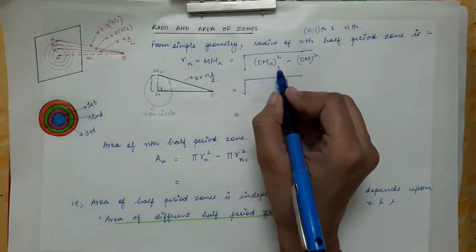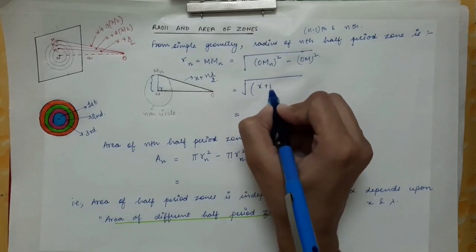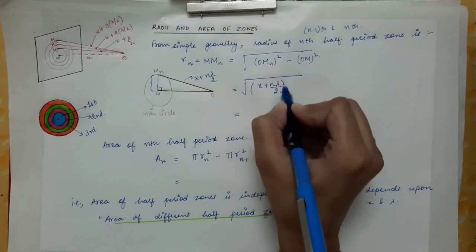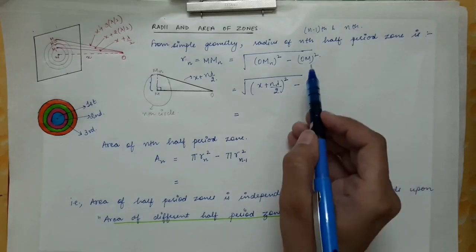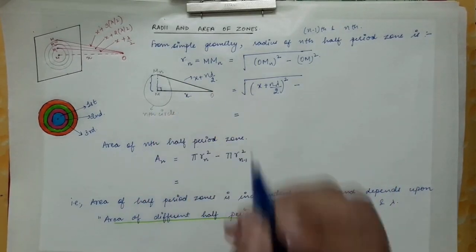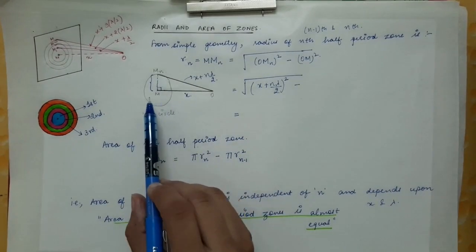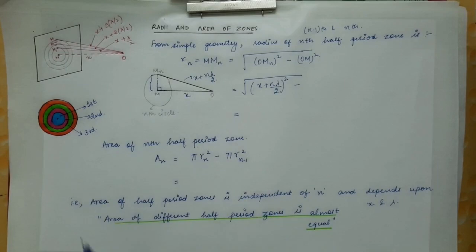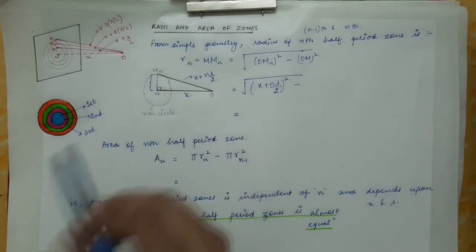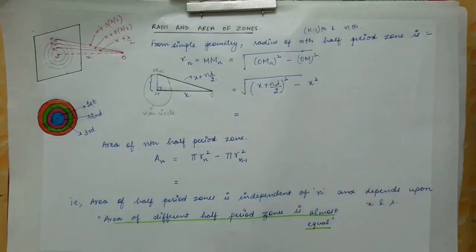So OMn whole square will be equal to x plus n lambda by 2 whole square minus OM square. Now this OM is nothing but equal to x. This we have already defined: the perpendicular distance of the observation point from the wavefront is equal to x, and this distance is fixed. So OM square will be equal to x square.